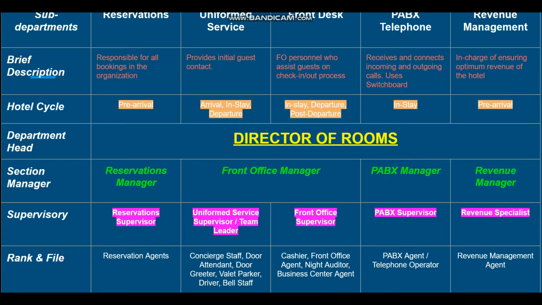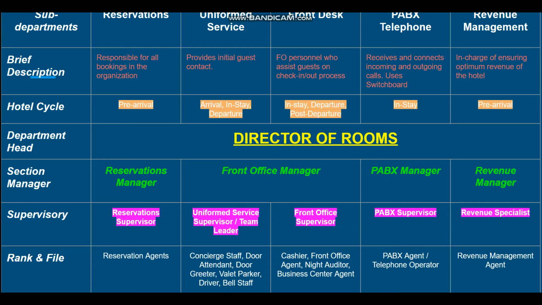The PABX telephone sub-department is basically the one handling the incoming and outgoing calls of the hotel, and they use a technology called the switchboard. Okay, so a switchboard is like call center functionality. It has one dedicated line, but it can be connected to multiple lines in the hotel. Okay, so it can connect to different rooms and different departments in the hotel itself.